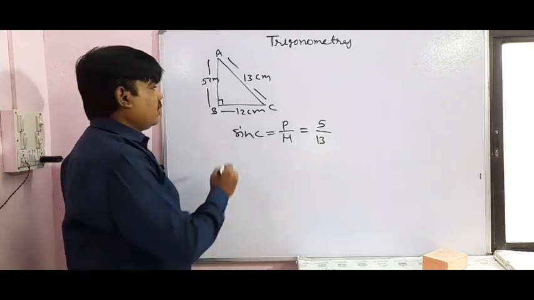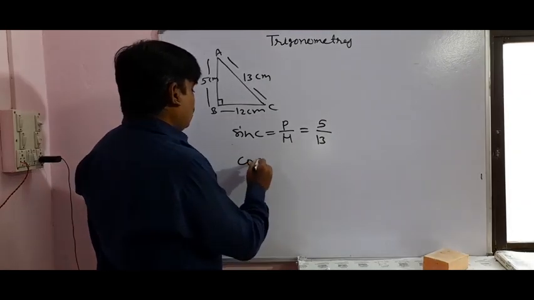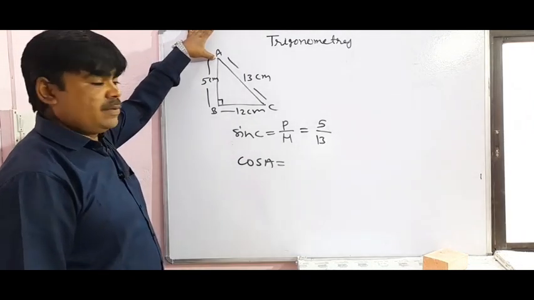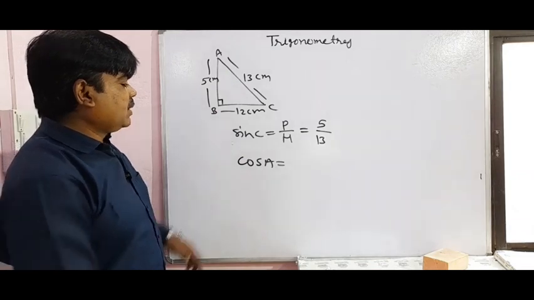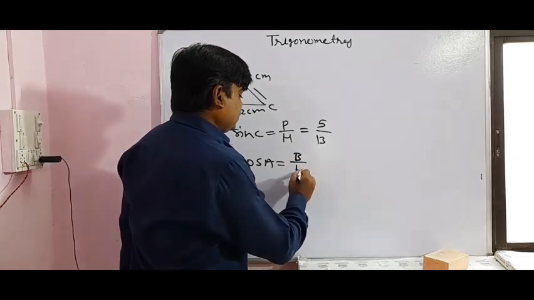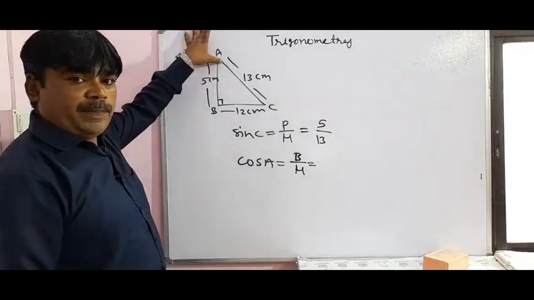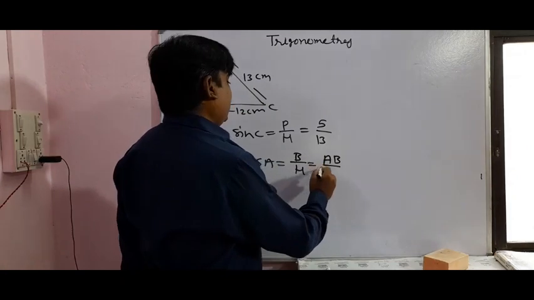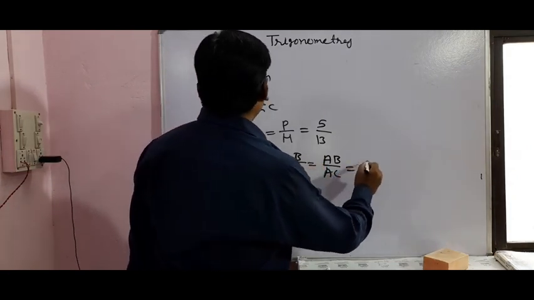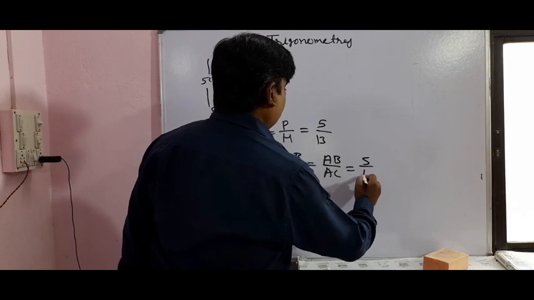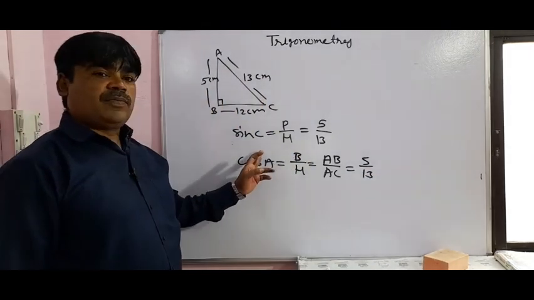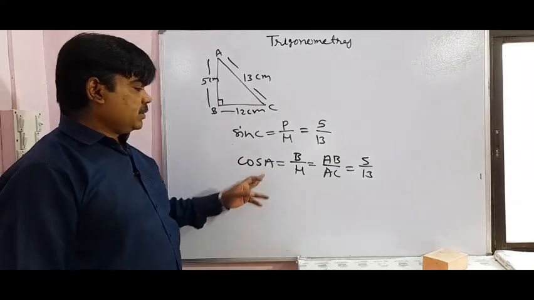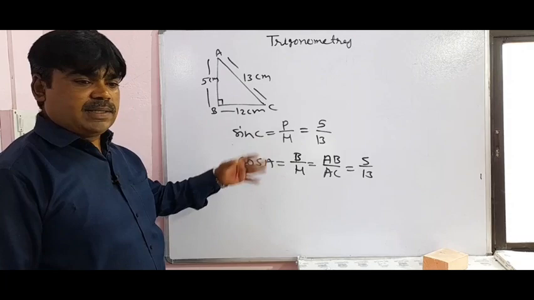If we are talking about cos A, I am talking about this angle A. For this angle A, cos theta is base upon hypotenuse. So for angle A, the base is this side AB and the hypotenuse will be AC. So the answer will be again 5 upon 13. But the first time it was the value of sin C and this time the value of cos A. So the value changes with the angles. Clear?